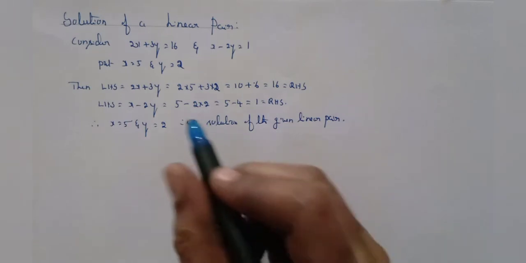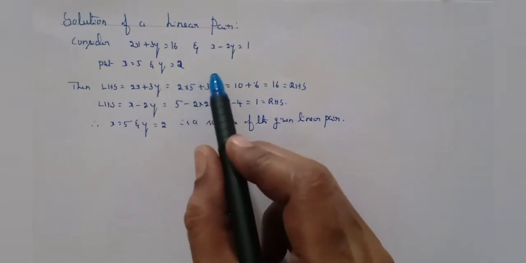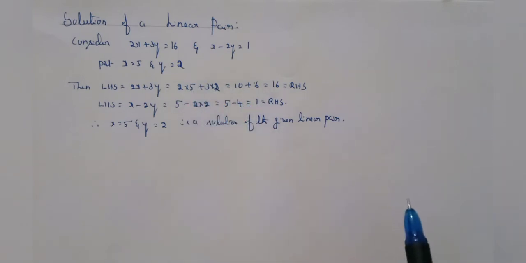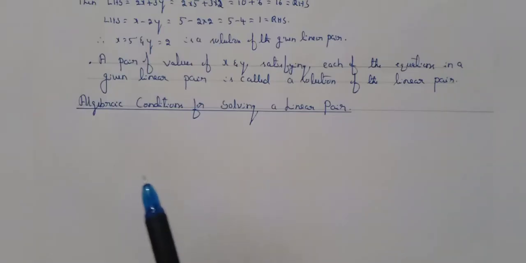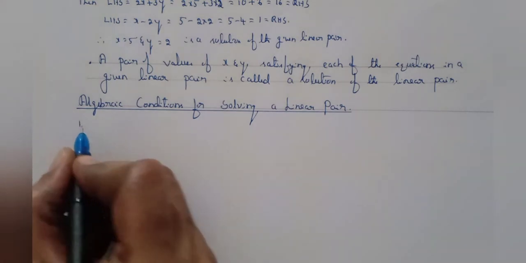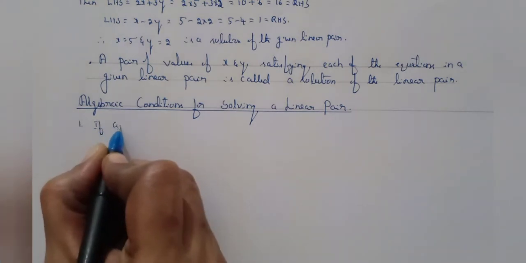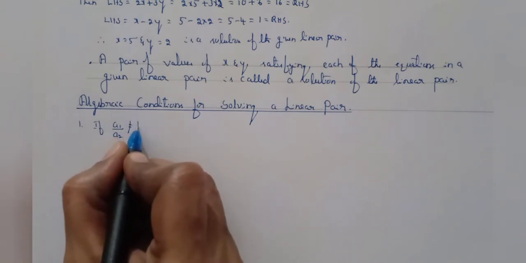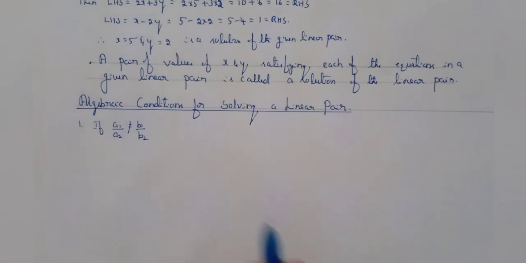So, a pair of values of x and y satisfying each of the equations in a given linear pair is called a solution of the linear pair. Next, algebraic conditions for solving a linear pair. The first condition is if a1 by a2 is not equal to b1 by b2, then the system has a unique solution. If the system has a unique solution, then it is said to be consistent.